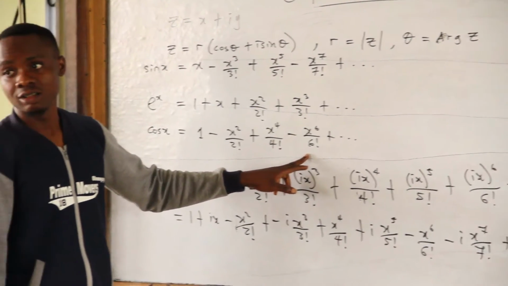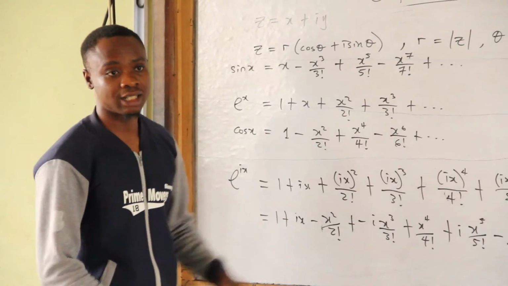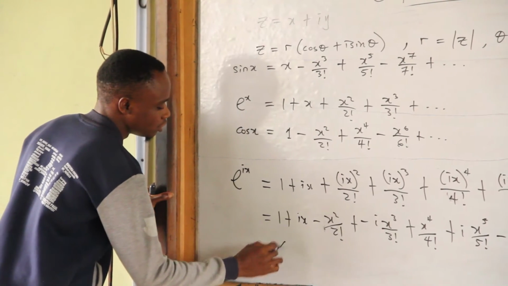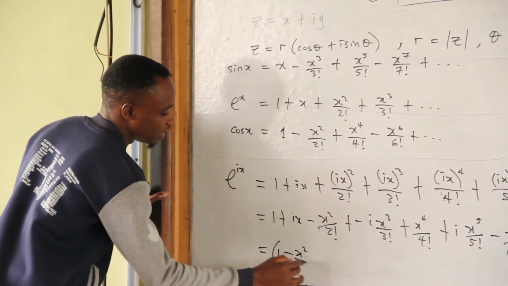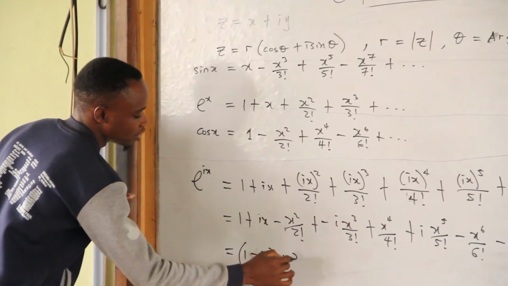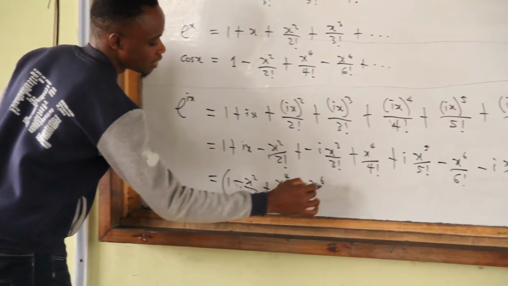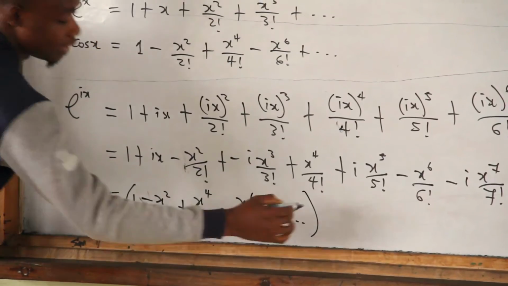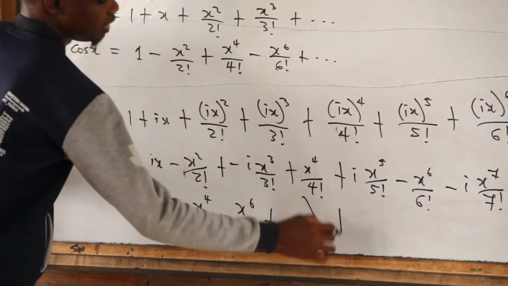Can you see that? So those are cosines. I can put them together. Do you understand that? Those are terms defining the cosine. So this is going to be equal to 1 minus x squared over 2 factorial plus x to the power 4 over 4 factorial minus x to the power 6 over 6 factorial plus blah blah blah. You get that?